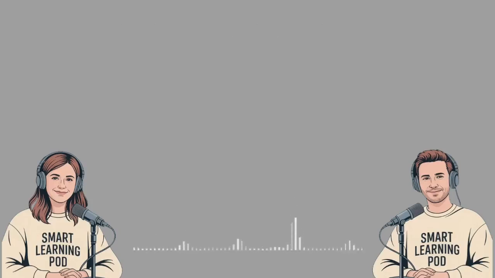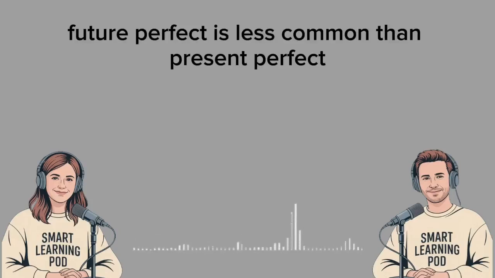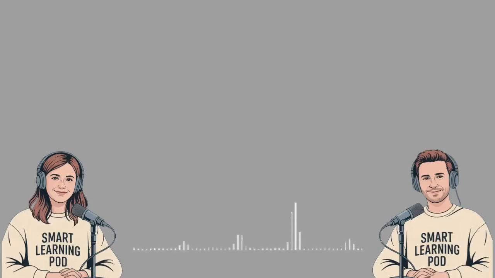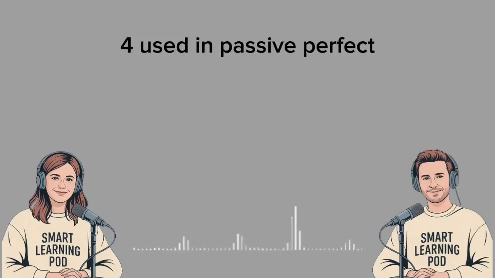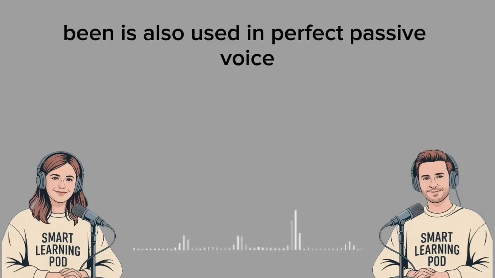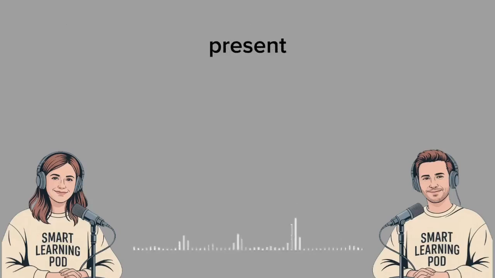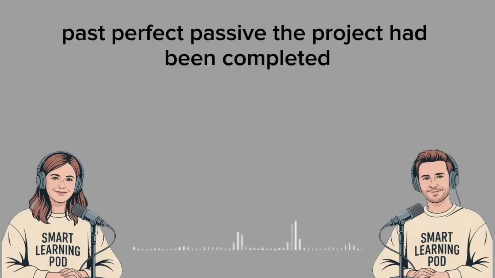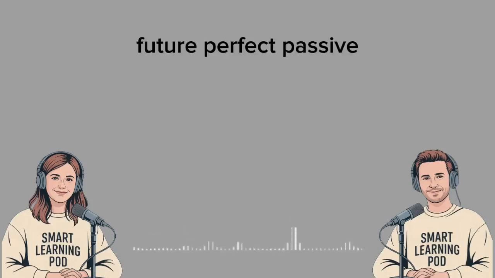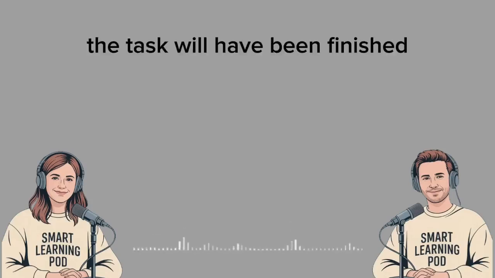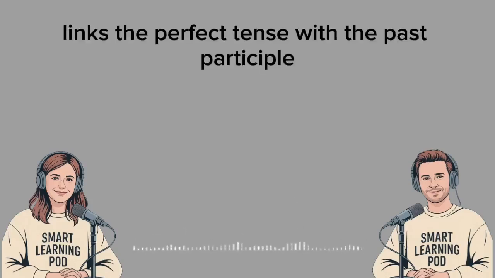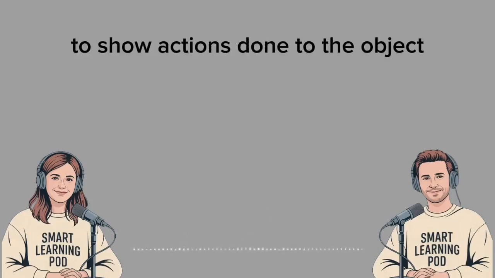Past location. Future perfect is less common than present perfect, but it's important for describing duration and completed states in the future. 4. Used in passive perfect. Been is also used in perfect passive voice. Examples. Present perfect passive. The work has been done. Past perfect passive. The project had been completed. Future perfect passive. The task will have been finished. Here, been links the perfect tense with the past participle to show actions done to the object.